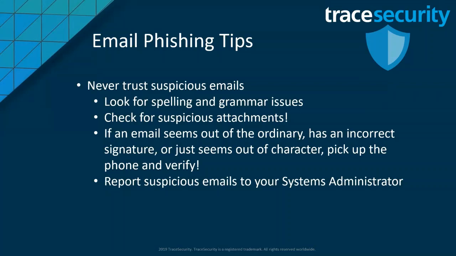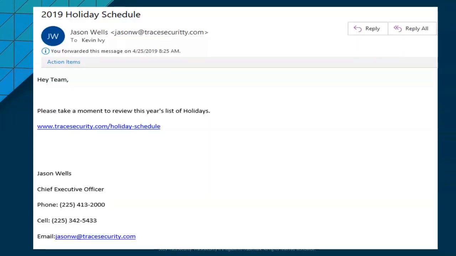And if all else fails and something just does not seem right, pick up the phone and call that person that is emailing you. I mean, that's one of the best things that you can do. And then, of course, last but not least, and depending on your environment, report these suspicious emails to your internal IT staff or third-party IT vendor or your systems administrator so that they can know what you guys are being attacked with, and then they may be able to put some policies or solutions in place that can actually help you out.